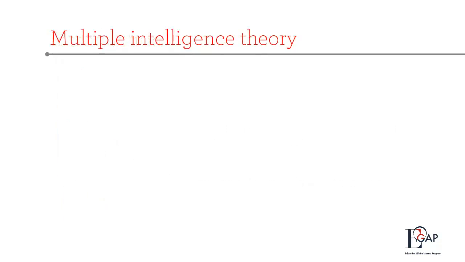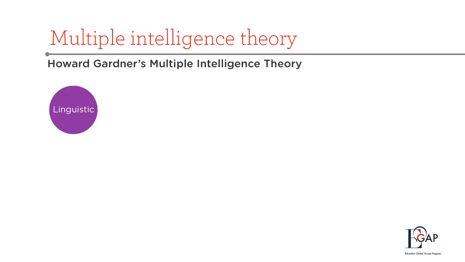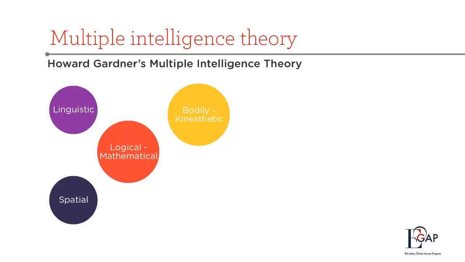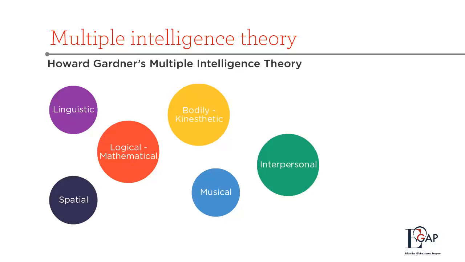You've already learned a little bit about Howard Gardner's multiple intelligence theory. This theory says that there are 8 different learning styles that we all possess in some combination. These different kinds of intelligences are linguistic, logical mathematical, spatial, bodily kinesthetic, musical, interpersonal, intrapersonal, and naturalist.